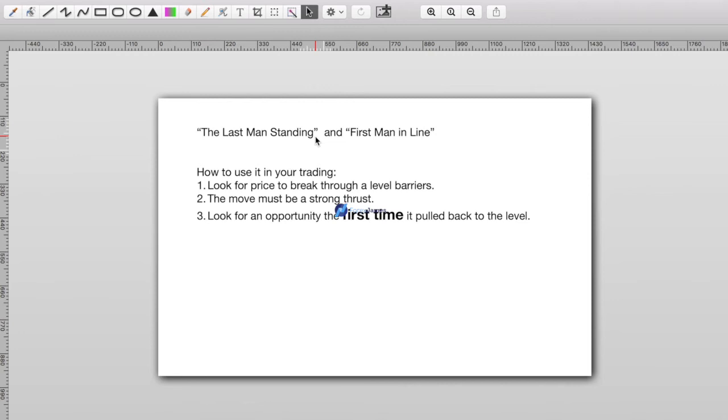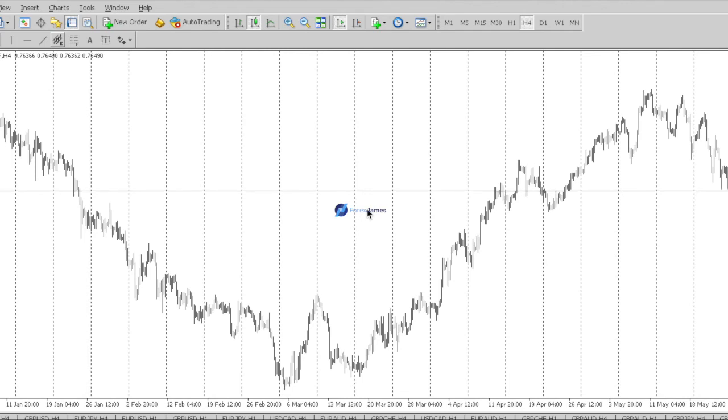I've highlighted the first time here because it's really crucial that we take part in the move the first time it comes back to the level. Why the first time? Because it's a level where the sellers have previously been stopped out and are looking to get in again, and also an opportunity for new buyers to jump in. So let's get into the charts now. We have the CAD/CHF pair here, and we have a chart setup right here.